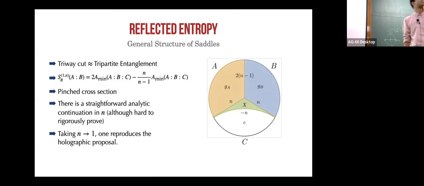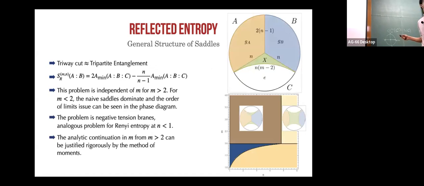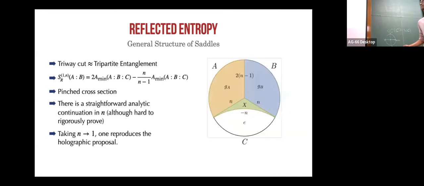Shouldn't we take n to 1 first rather than n? Yeah, what this means is start with this configuration which had an m. When you find the location of this tri-way cut, it's going to be m independent. It doesn't depend on m anywhere. Just take that problem, find the solution of that, and analytically continue that. That's what it means.